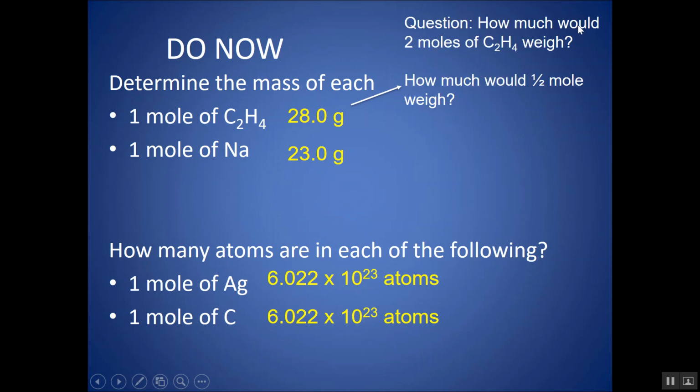Okay, question, how much would 2 moles of C2H4 weigh? So this is how much 1 mole of C2H4 weighs. What if I asked for 2 moles? What would I do to this number? Well, I would double it. I would multiply it by 2.